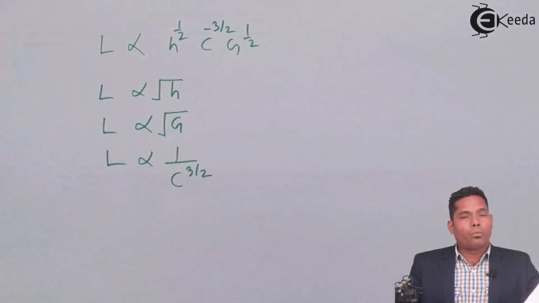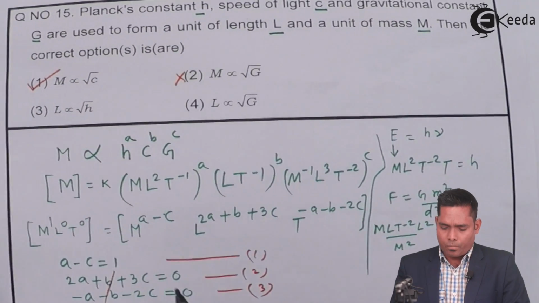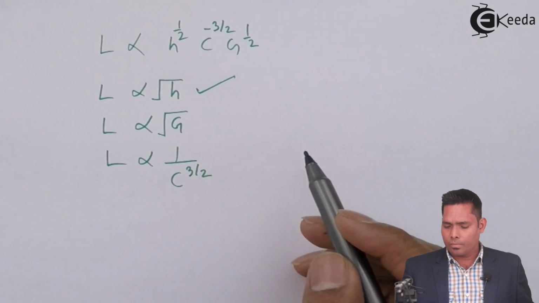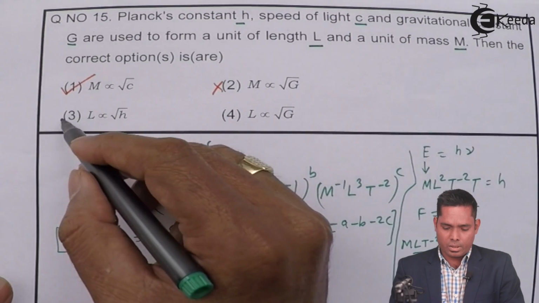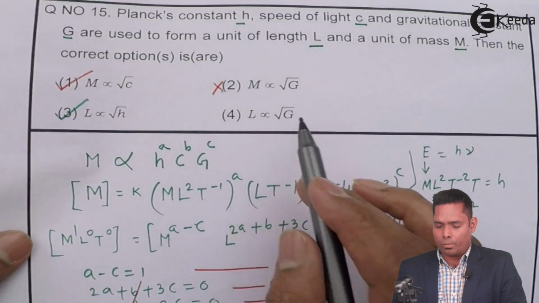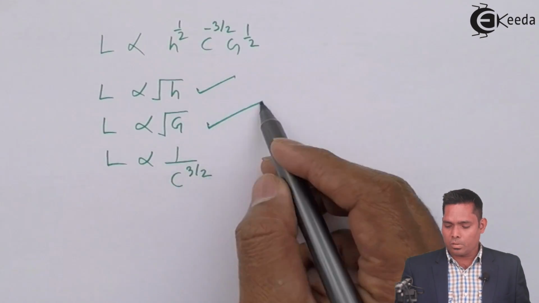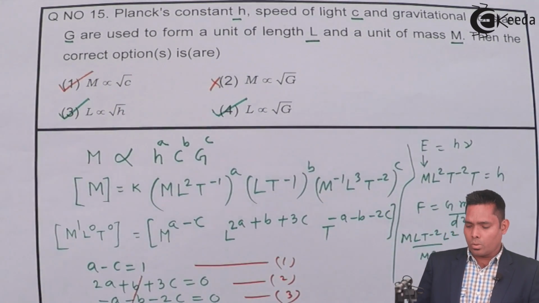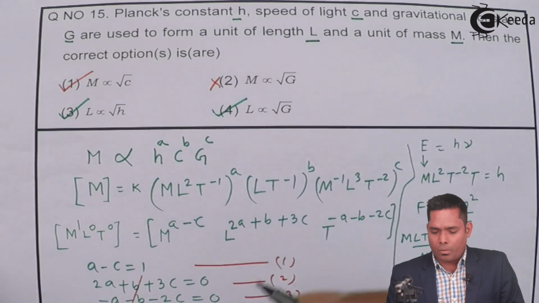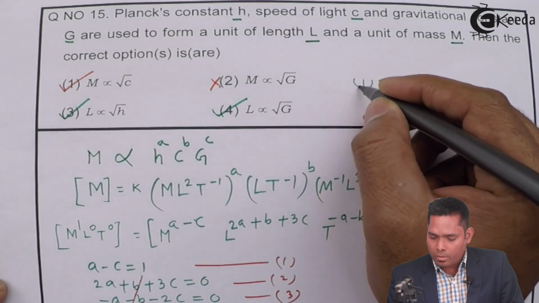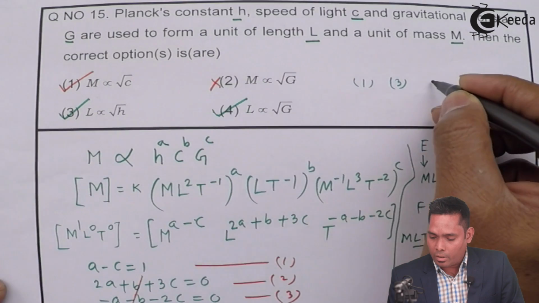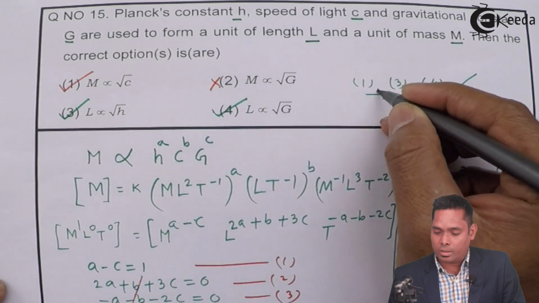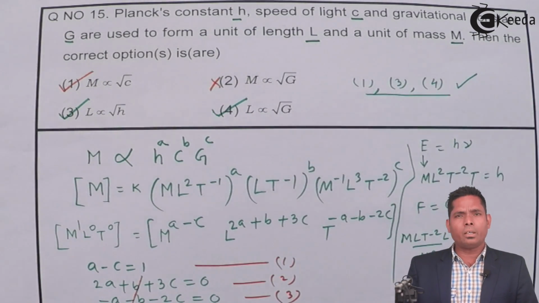If I look at the options, L is proportional to root of H, this is correct. L is proportional to root of C, not correct. L is proportional to root of G, this is also correct. So in question number 15, we have got options 1, 3 and 4. These three options are correct. Okay, thank you.